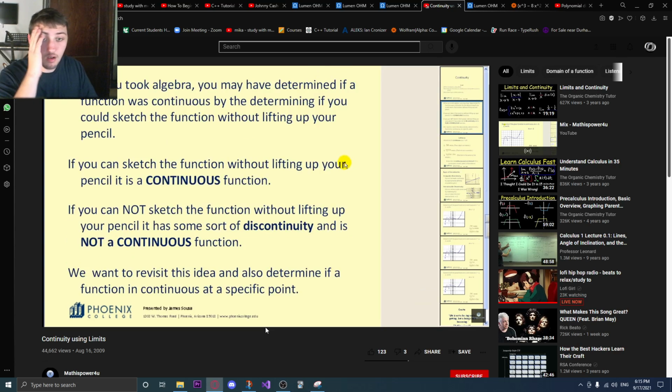When you took algebra, you may have determined if a function was continuous by determining if you could sketch the function without lifting up your pencil. If you can sketch the function without lifting up your pencil, it is a continuous function. If you cannot, it has some sort of discontinuity and is not a continuous function. We want to revisit this idea and also determine if a function is continuous at a specific point.